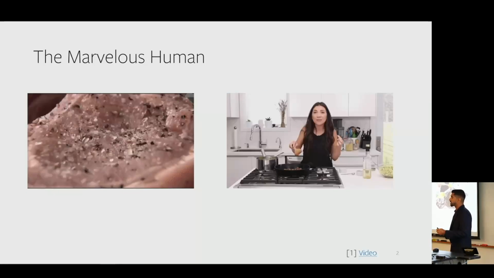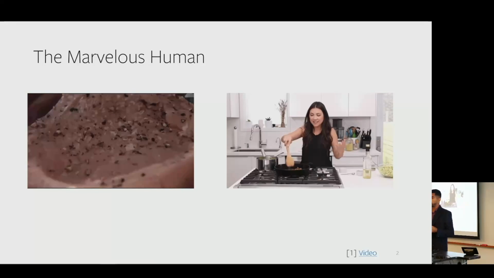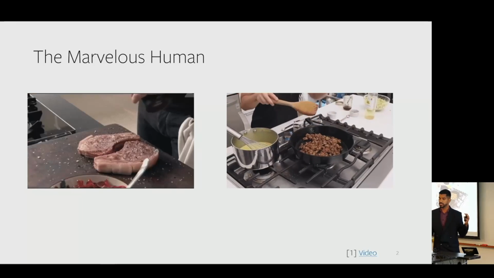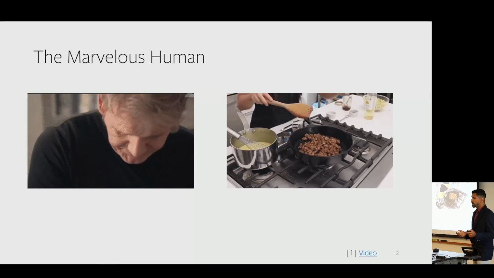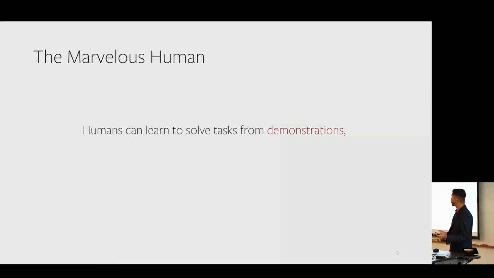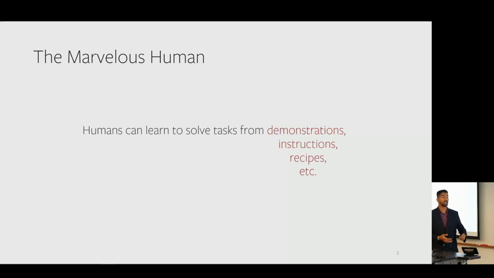Now, people are really good at this. We can come up with incredible results despite operating with different equipment, with different ingredients, in different kitchens, and in entirely different environments. And what this points towards is how good humans are at learning to solve tasks from demonstrations of other people solving these tasks. But it's not just demonstrations that we're good at learning from. We're also good at learning to solve tasks from instructions, from recipes, and other diverse sources of information.